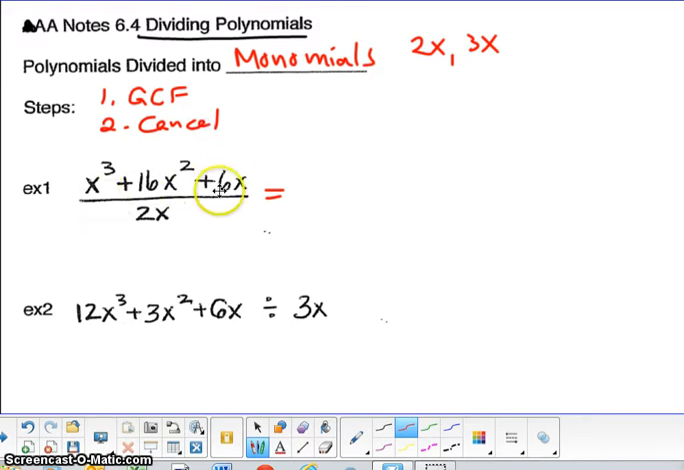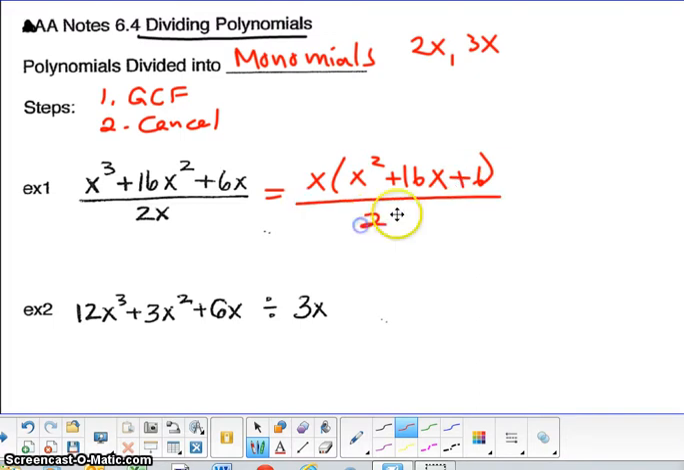So on the first trinomial, there is an x in common, so we're going to take that out. And then it doesn't factor anymore because there's no factors of 6, so we're going to give you 16, and that's going to be divided by 2x. Now what's in common is the x, so we can cancel that out. The x is gone, leaving me with the final answer of x squared plus 16x plus 6 all over 2.